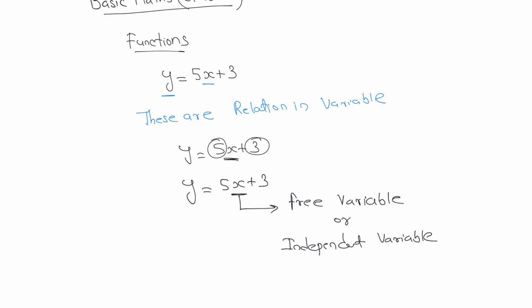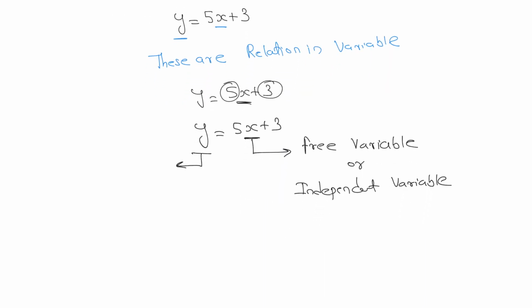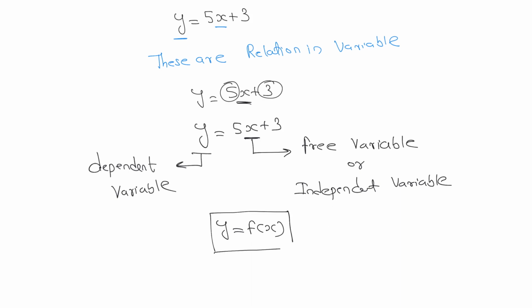Now, as we change the value of x, the value of y will change. So we can say that the value of y depends upon the value of x. So this y is known as a dependent variable. In general, we'll represent a function like this: y is equal to f of x. We call it y as a function of x, where x is the free variable and y is the dependent variable.